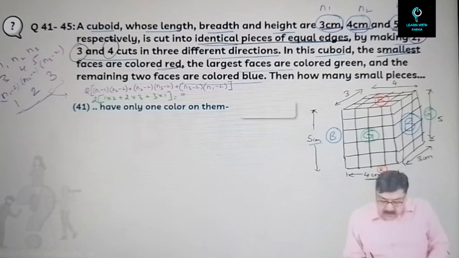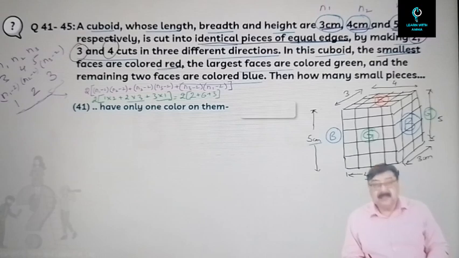Now this is equal to 2 times (1 into 2 is 2, plus 2 into 3 is 6, plus 3 into 1 is 3). So 2 plus 6 is 8, plus 3 is 11, into 2. We should get 22 such cubes which have only one color on them.